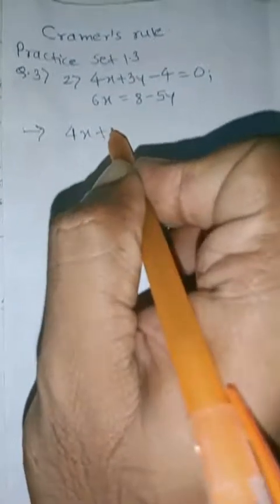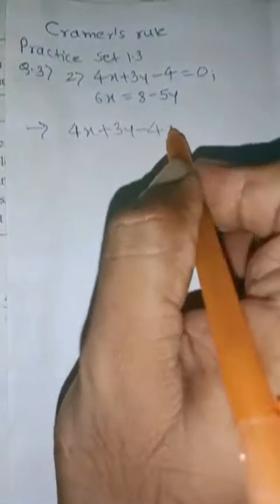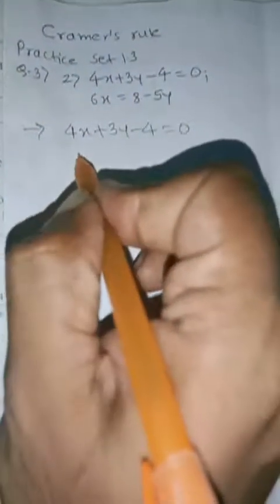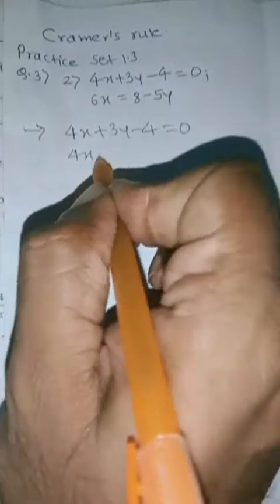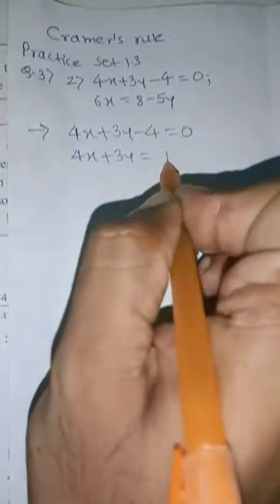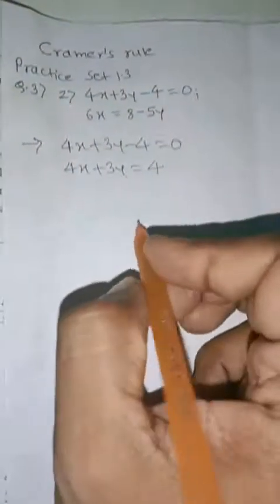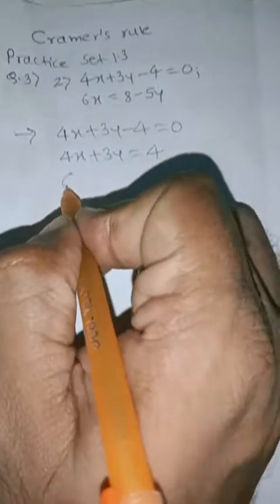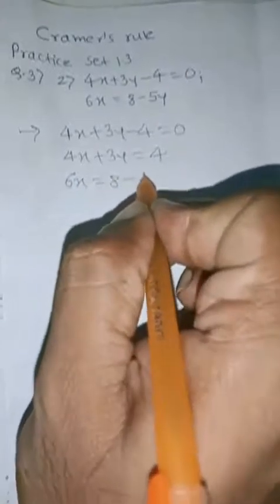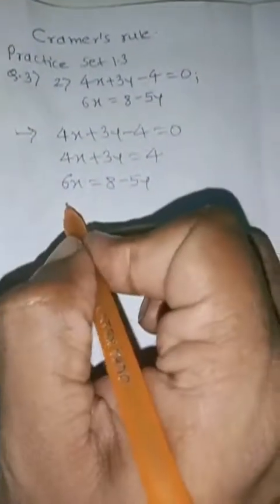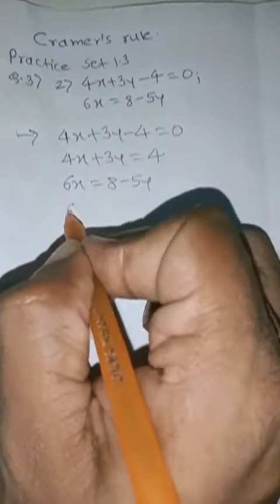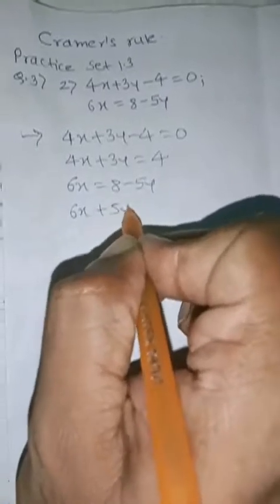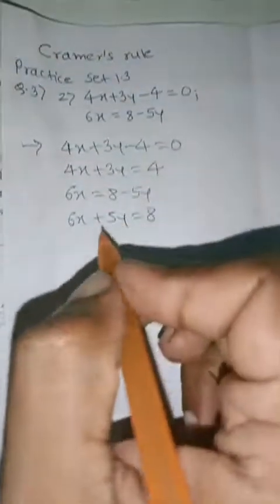4x plus 3y minus 4 is equal to 0. We rearrange this as 4x plus 3y is equal to 4. The next equation is 6x is equal to 8 minus 5y. We again rearrange this as 6x plus 5y is equal to 8.